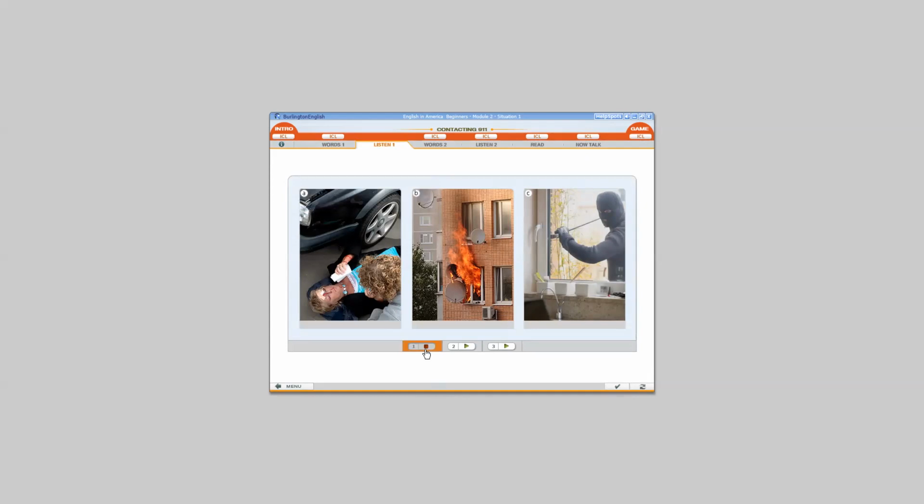911, what's your emergency? There's a fire at Main Street in Pine. Please give me your name and phone number. Janet Gibbons, 555-1487. Can you send help, please? Yes, the fire engines will be there right away.